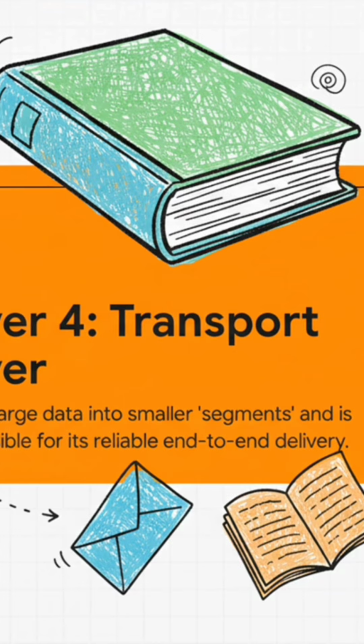Imagine your email is actually a giant book. You can't just shove the whole thing through a tiny mail slot, right? So this layer rips the book into individual pages, which we call segments. It's also in charge of making sure all those pages actually get to the destination and can be put back together in the right order.